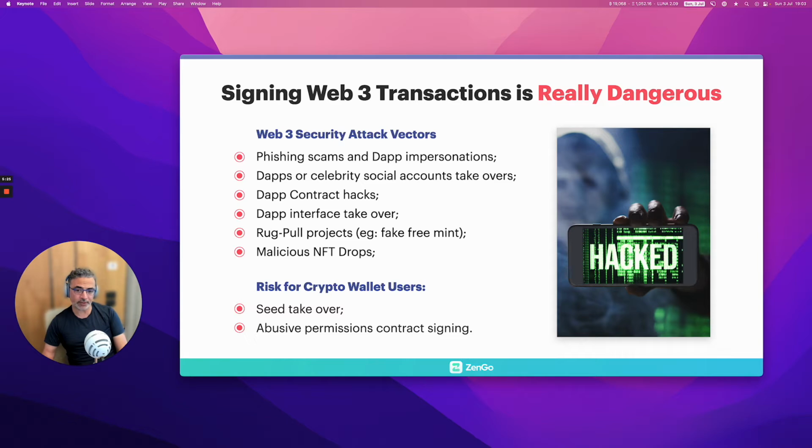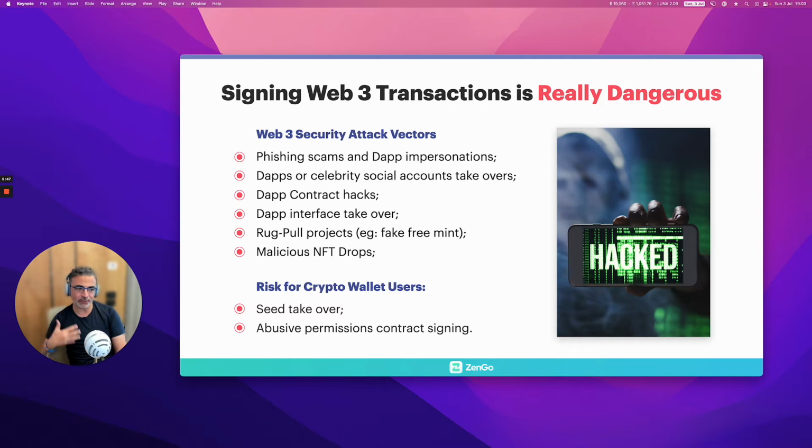A Dapp contract can be hacked, all right? The multi-sig contract behind it can be taken over, and then the hack happens. The interface of the Dapp can also be taken over, the URL and the DNS. There are, of course, legitimate original rug pull projects, right? Fake free mints, for example, and all sorts of malicious NFT drops, right?